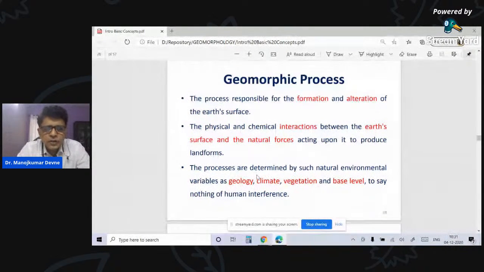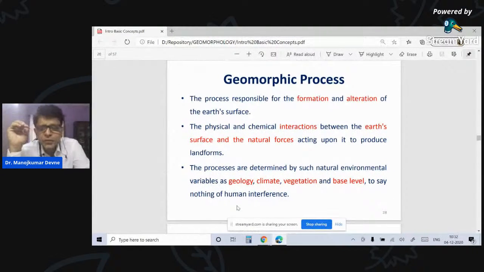The processes are determined by such natural environments as the geology, that's the rock, climate, how much rainfall there is, how high or how low the temperature is, vegetation, how dense it is, what type of vegetation is there, and of course base level. That land feature, how far away is it from the base level? If it is near the base level, the erosion will be gradual, but if it is far away from the base level, then the erosion is going to be very fast.